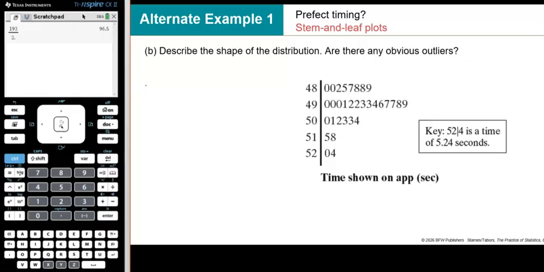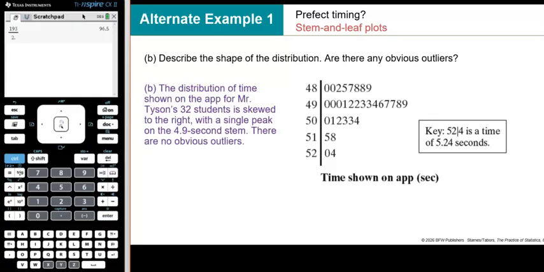Describe the shape. On this one, I wish I could turn the screen counterclockwise, 90 degrees. If you do that, you would see the shape looks to be skewed to the right. It's going towards the bigger numbers. The possible outliers would be 5.24 or 5.2. So this is definitely skewed to the right. Again, if you turn it 90 degrees counterclockwise, it has the look of being skewed towards the larger numbers. If you draw it and turn it sideways, you can see it there.